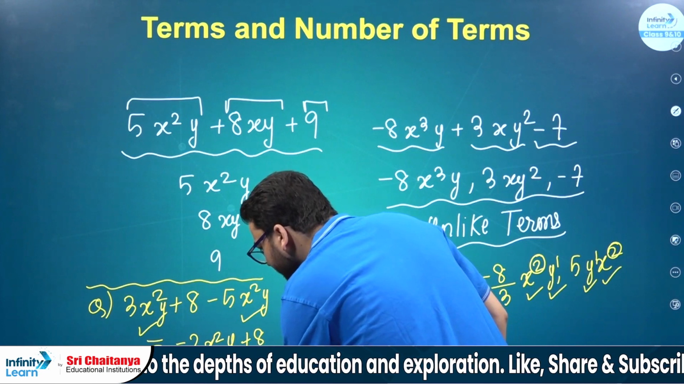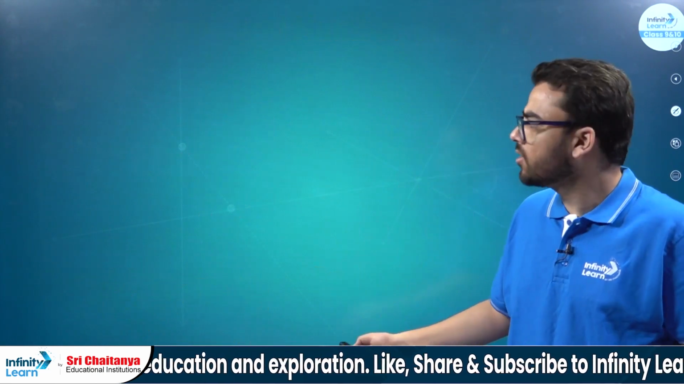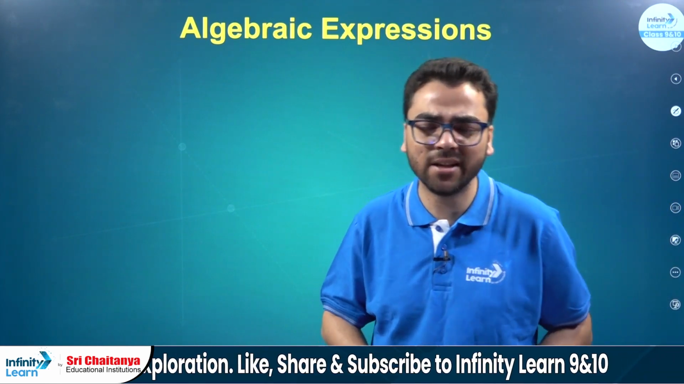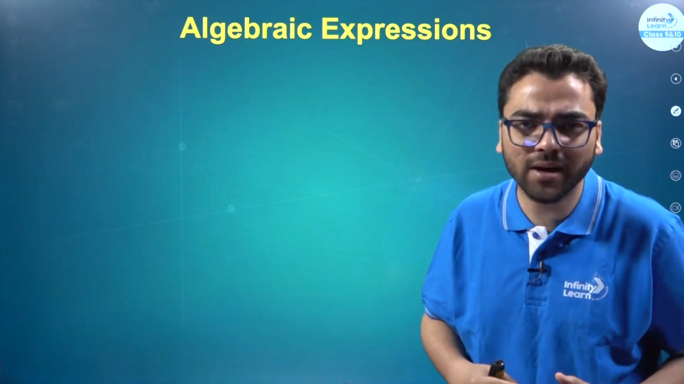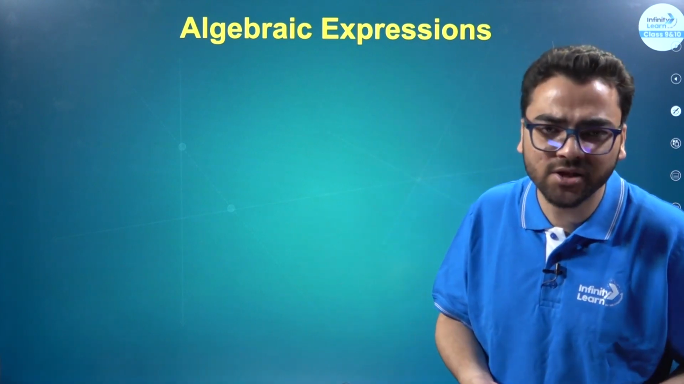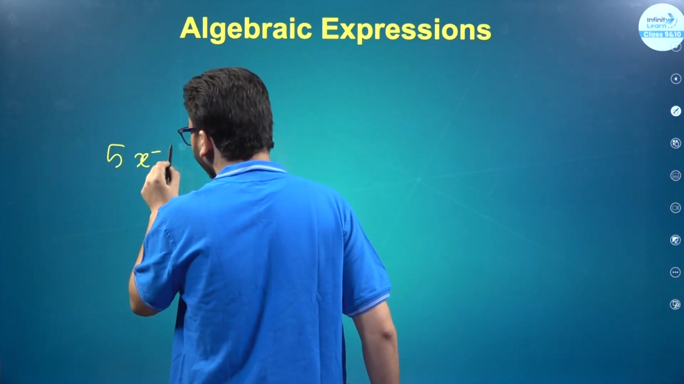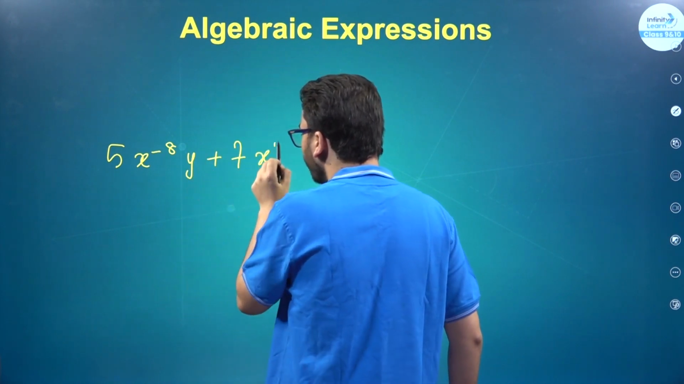So it is basically a binomial. It's not a trinomial, right? Now after this, you have got algebraic expressions, which we have already seen in the previous slide. So if you take various terms over there and combine them, it will be an algebraic expression. For example, if I've got 5x raised to the power minus 8y plus 7x square y plus 3.